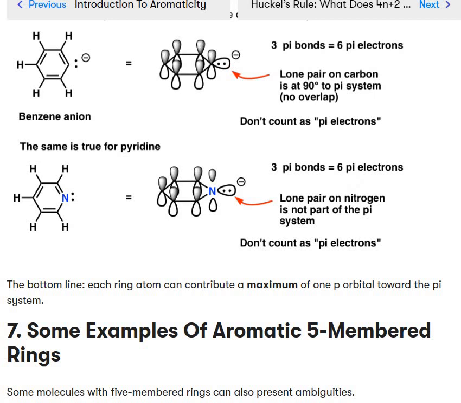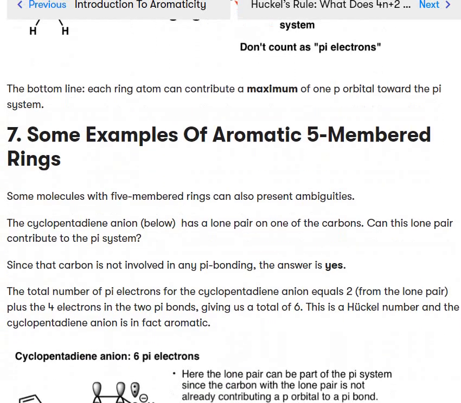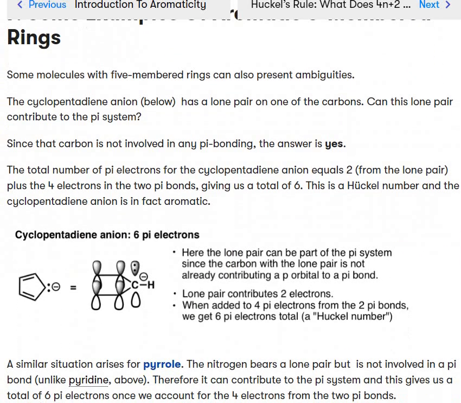Now the same is true for pyridine. Here the lone pair doesn't count as pi electrons. Now some examples of aromatic 5-member rings. Some molecules with 5-member rings can also present ambiguities. The cyclopentadiene anion has a lone pair on one of the carbons. Can this lone pair contribute to the pi system? Since that carbon is not involved in any pi bonding, the answer is yes.